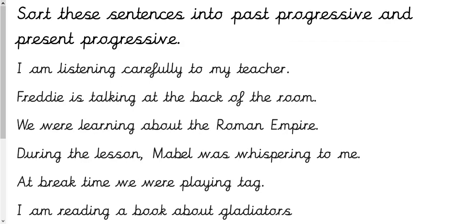So, thinking about the past and present progressive then, and the verbs that we use before the main verbs, can you sort these sentences into past progressive and present progressive? So you've got 1, 2, 3, 4, 5, 6 sentences there. So what I would do is I would number 1 to 6 down my page, and I would either write past progressive or present progressive next to each number to indicate what you think each of these sentences is.